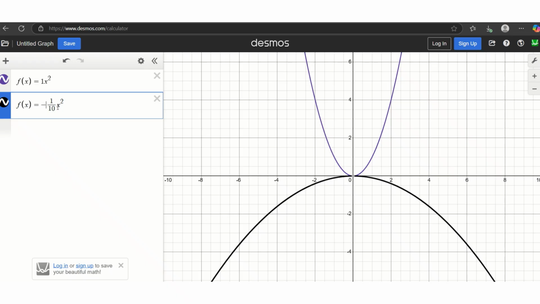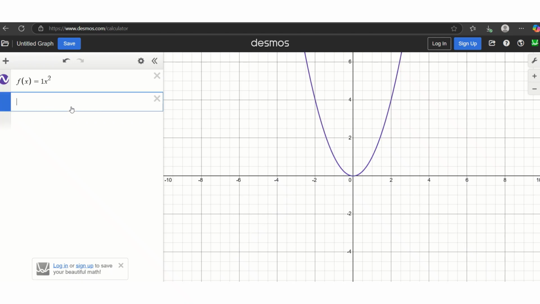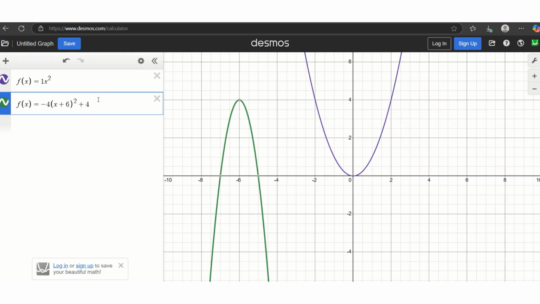So we would say this one was reflected over the x-axis and also compressed. And if you want to be specific, say compressed by a factor of 1/10. Factor meaning things that are multiplied. So you could see something like this. Okay, so we can put all of them in here. So we'll put a negative and then a 4, and then we'll do x plus 6 all squared. And I don't know, let's make it go up 4 units.